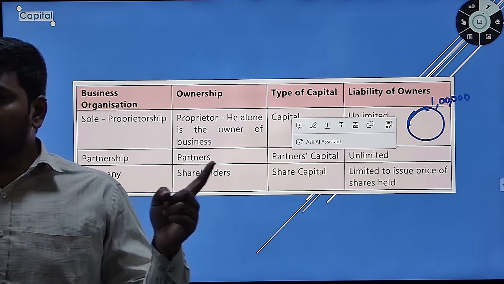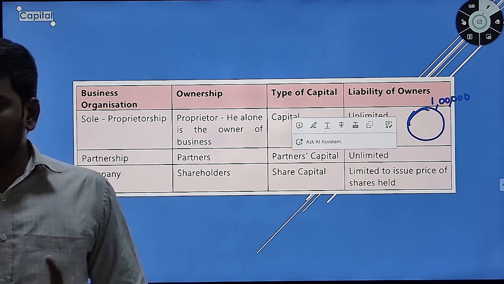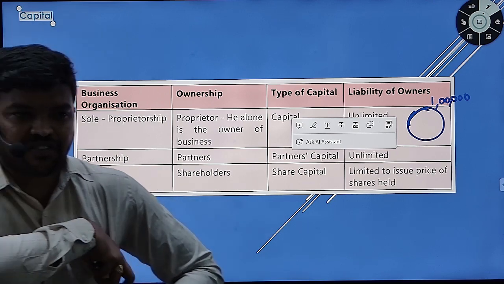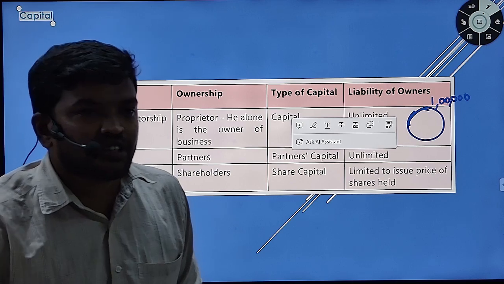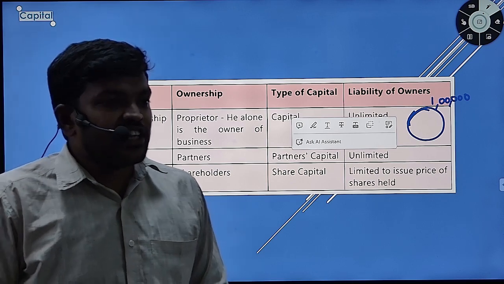Now we have 2 types of companies. One is private company, one is public company. Private company, they'll invest from their pocket. Public company, what they'll do, they'll issue shares.